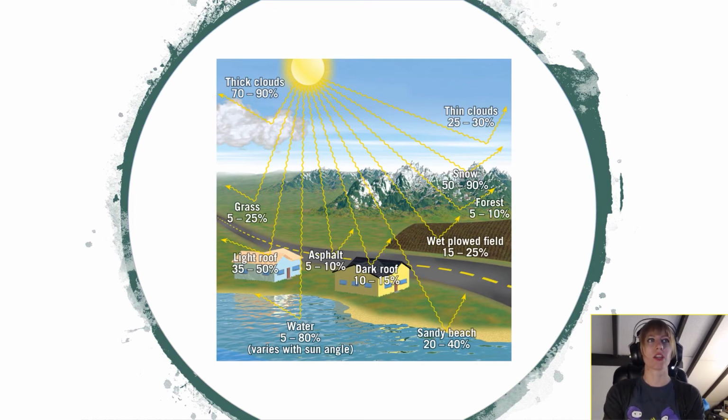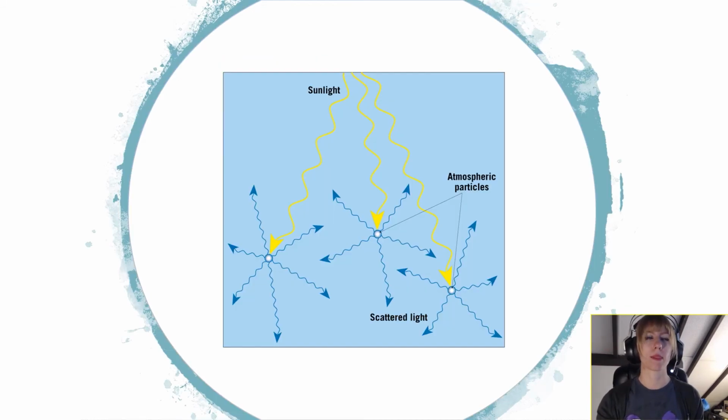So the thicker the clouds, the more reflection you're going to get. The thinner the clouds, the less reflection you're going to get because of albedo. And so albedo is the ability to reflect or absorb. So a dark roof is going to absorb more. Same thing with asphalt. It's going to reflect less, whereas clouds, thick clouds have a higher albedo, so they'll reflect more. And this is scattering. Scattered light is due to just atmospheric particles, kind of like a prism. It goes in and just scatters everywhere.